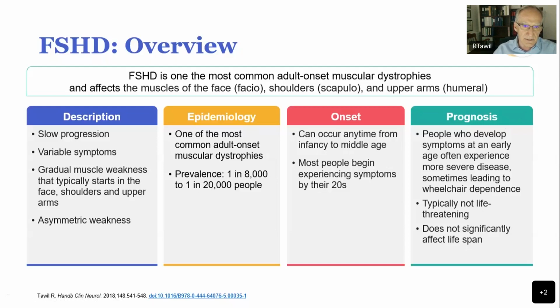The onset can occur at any time from infancy to middle age. Most people begin experiencing symptoms by the age of 20. People who develop symptoms at an early age often experience more severe disease, sometimes leading to wheelchair dependence. It is typically not life-threatening, and it does not significantly affect lifespan. But there are certain exceptions, especially in patients who develop restrictive lung disease from the FSHD.